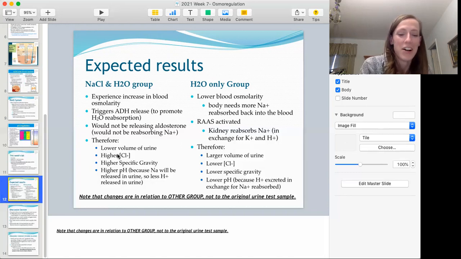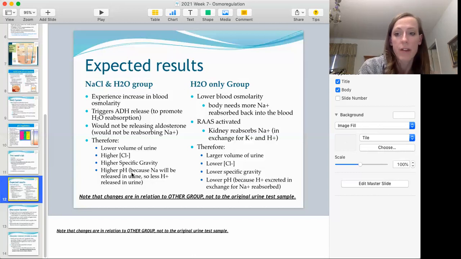ate salt would have a lower volume of urine produced because we're keeping as much water as we can. We're going to have a higher chloride concentration because we want to get rid of the sodium, get rid of the chloride in the urine. And so the urine will have a higher chloride concentration. The urine will also have a higher specific gravity. All those solutes, move them out, right?